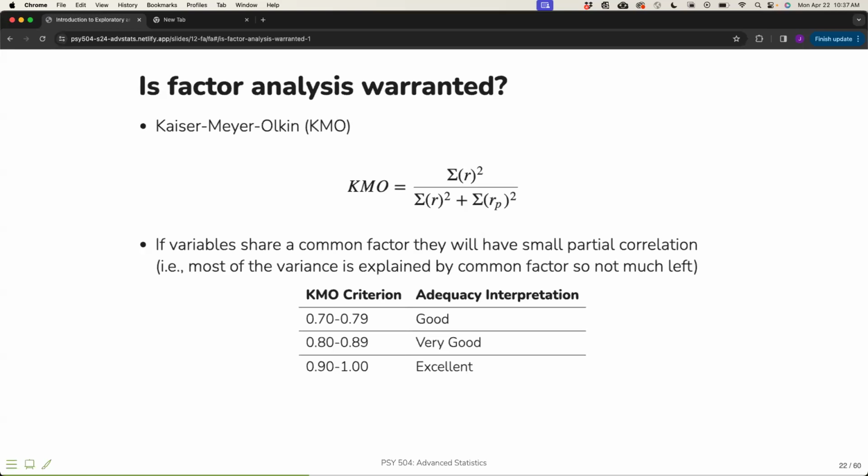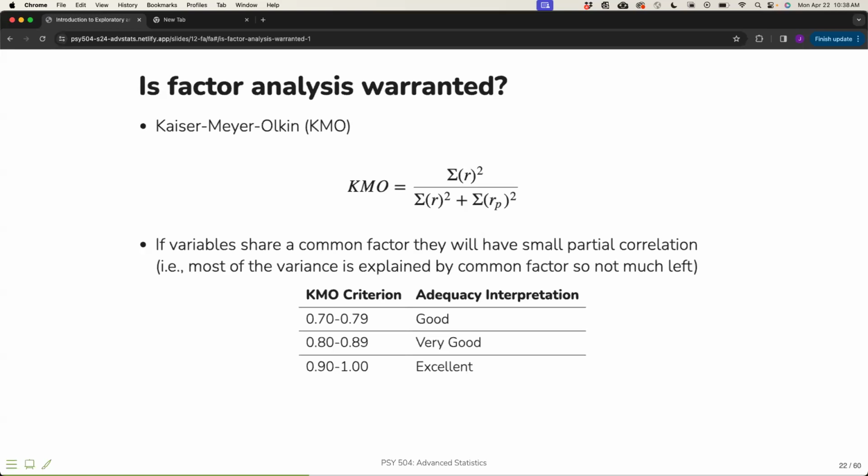So in this context, what the KMO is trying to assess is if the partial correlations are small, because if they're small, that means that the variables share a common factor and that the unique variance is pretty low, and that's what we want. We want the sum of the partial correlations to be smaller than the sum of the correlations, because that would indicate that the variables have a lot of shared variance with the other variables. So that's what we're looking for here.